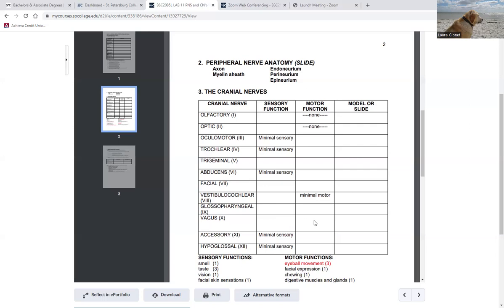Motor functions include the muscles to digestive organs and glands, all those organs that are in the thoracic and abdominopelvic cavities. It's motor to the heart. It actually helps slow down the heart. It's very active in swallowing, especially in the mid to lower throat areas.